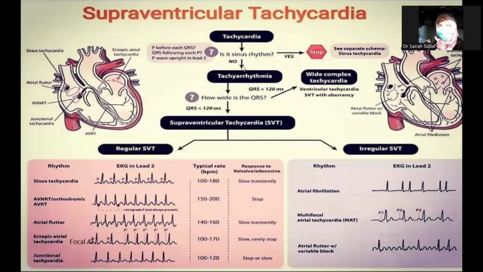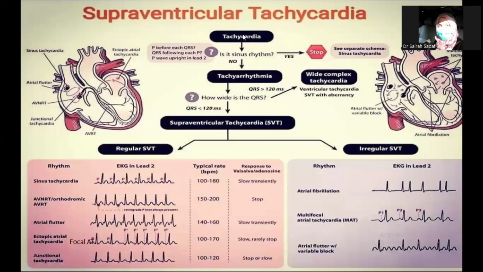Okay, now let's say the rhythm is not sinus. It is not a sinus rhythm. So you will label it as tachyarrhythmia. This is a very important slide. Then you have to label it as tachyarrhythmia. This is the practical algorithm, what you have to follow and how you have to follow.